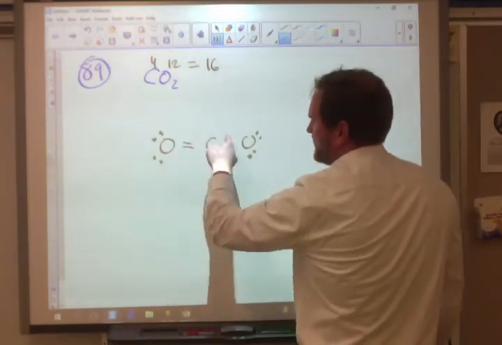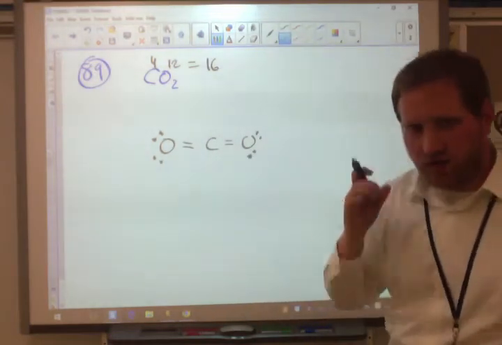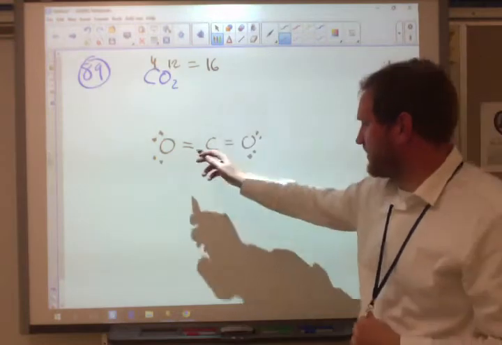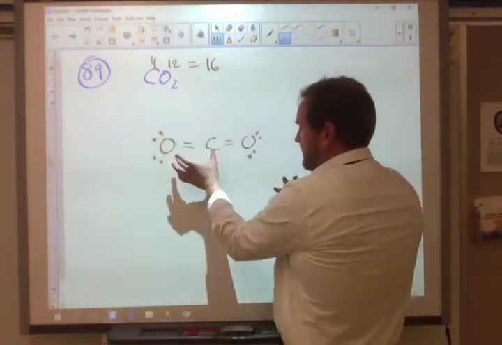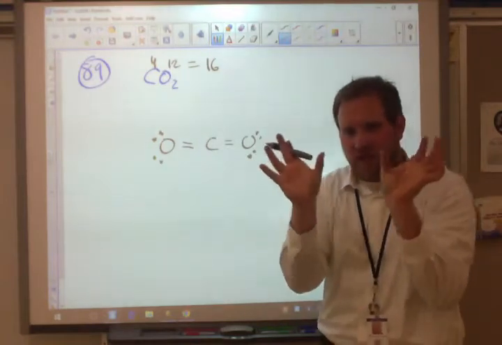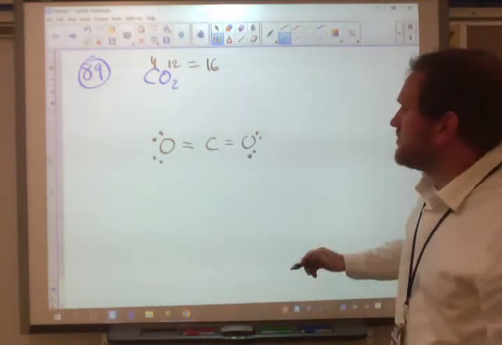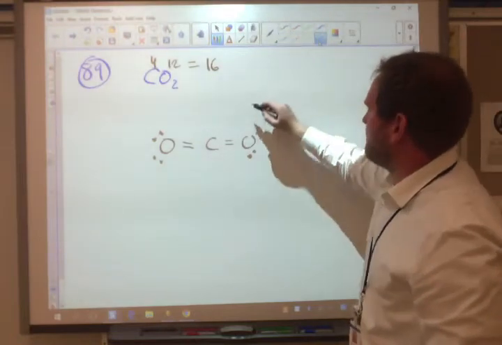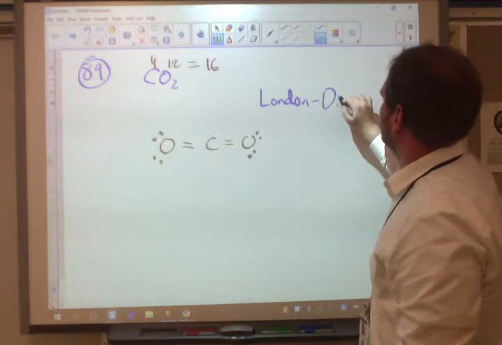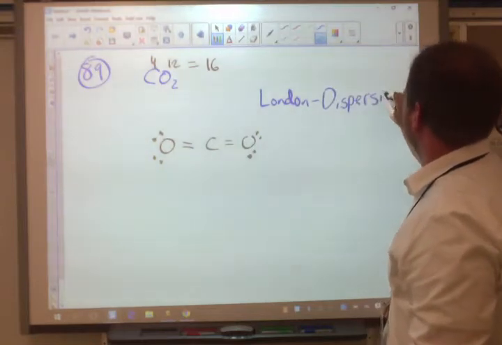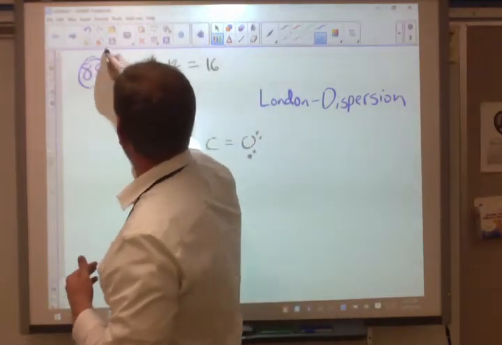Okay, let's just recount. 2, 4, 6, 8, 10, 12, 14, 16. So this is the proper Lewis structure for CO2, and because it goes in a nice straight line, that's going to be linear. Because the electronegativity difference is pulling equally in either direction, we're going to consider CO2 to be nonpolar. So therefore, the only type of IMF is London dispersion forces. Okay. Let's do the next one.